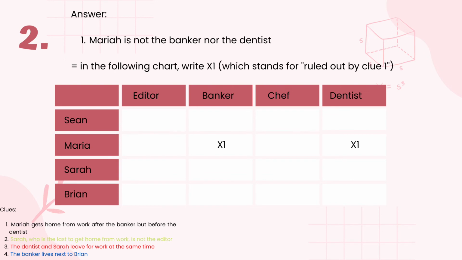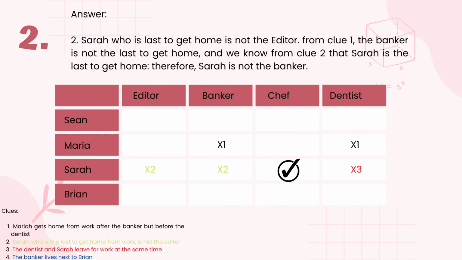Now, in this, we will put an X1 in the banker and the dentist, because clue number 1 states that Maria gets home from work after the banker but before the dentist, meaning she is not the banker or the dentist. Now, we will go to our next clue, which is Sarah, who is the last to get home from work, is not the editor. It is already given that she is not the editor, so we will put an X2 on the editor.